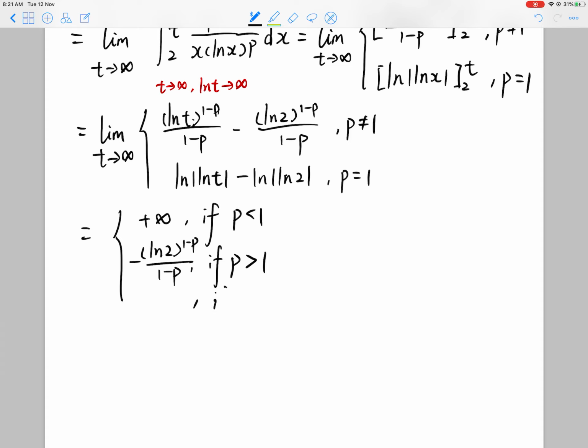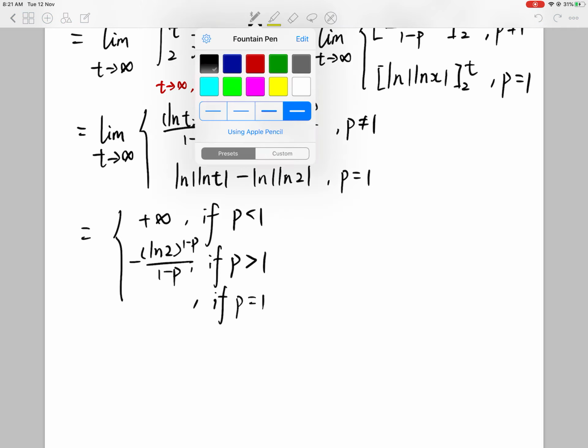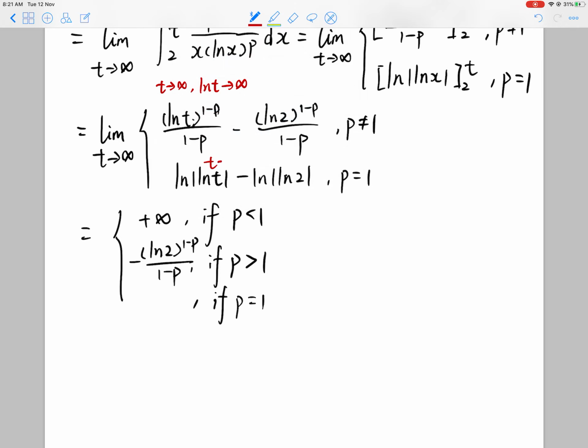And when p equals 1, so we have to check here, when t is approaching infinity, then ln t is approaching infinity. There's no problem. So this thing is positive infinity if p equals 1. Okay, so positive infinity means it diverges.